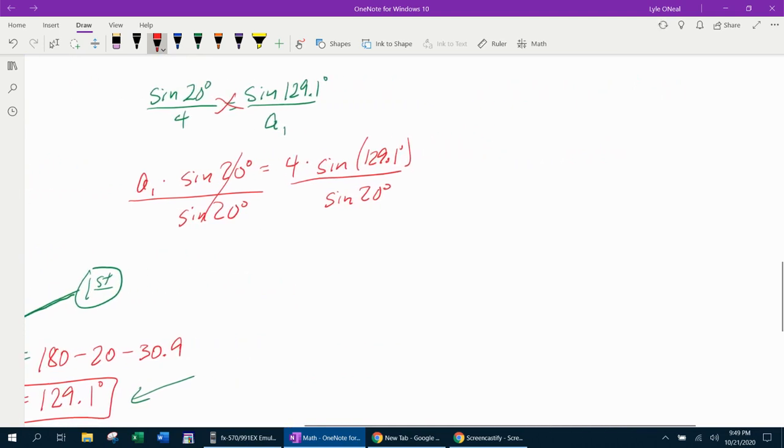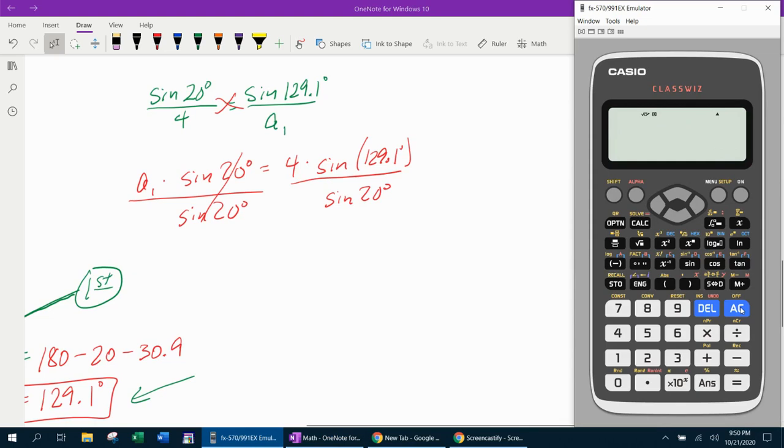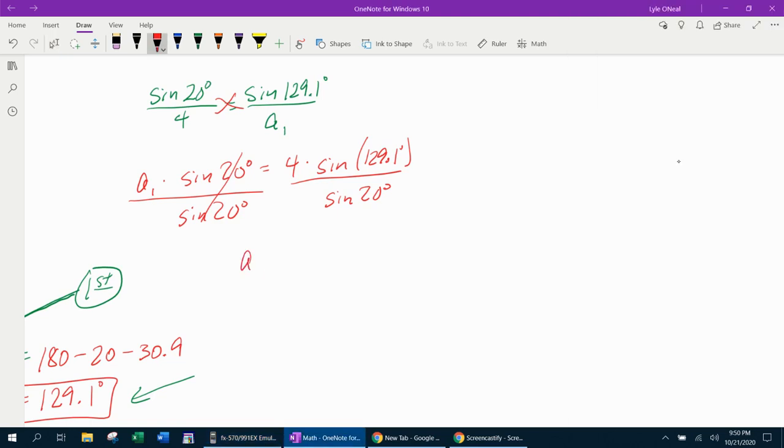And then if I could pull that over here, we're about to have little a1, the first side A. That is going to be 4 sine of 129.1 divided by sine of 20. And we need to round that to the nearest tenth. 9.1 rounded. Okay, so now how do I find little a2?